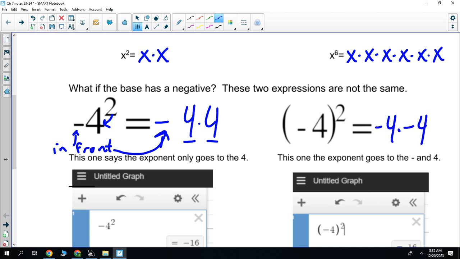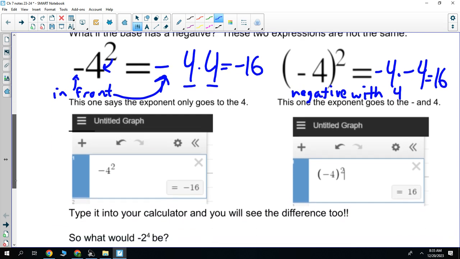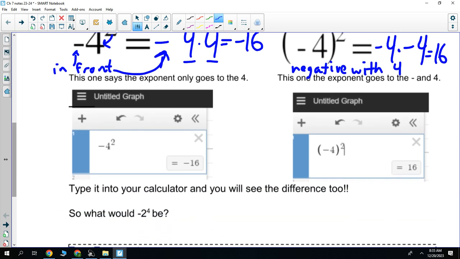Okay, you can see that they're two different things. Because it's in the parentheses, you're taking the negative with the 4. So they're going to come out as two different values. So 4 times 4 with the negative in front is negative 16, but negative 4 times negative 4 is positive 16. And you can see that below. If you type it into Desmos without the parentheses, you get negative 16. If you type it into Desmos with the parentheses, you get positive 16.